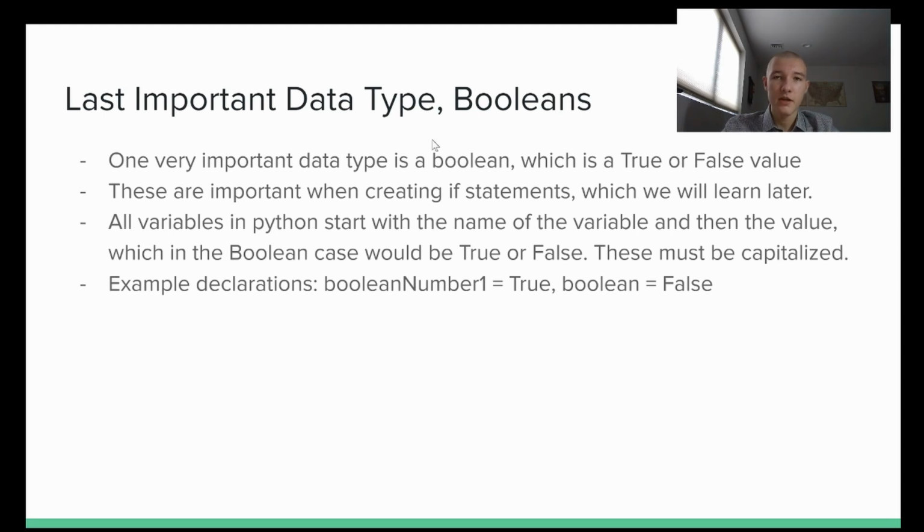And the last important data type is a Boolean. A Boolean is a very important data type. It can be set to either a true or false value. And these are very important when creating if statements, which we will learn later. They're also important when making a loop.